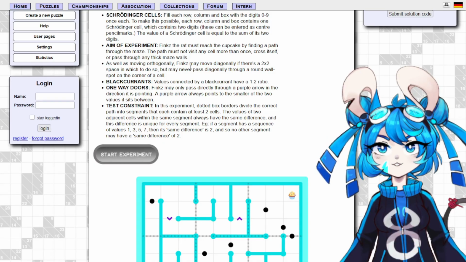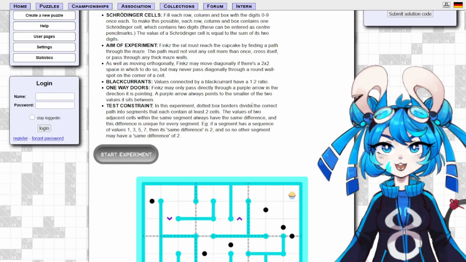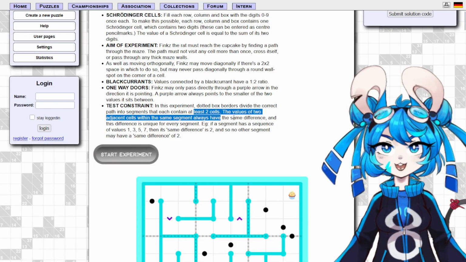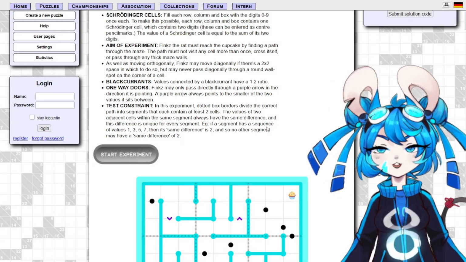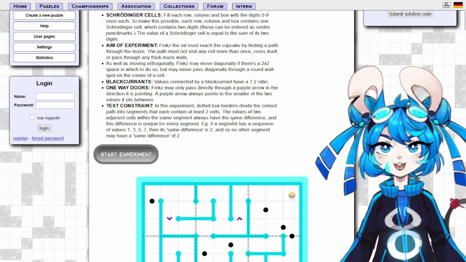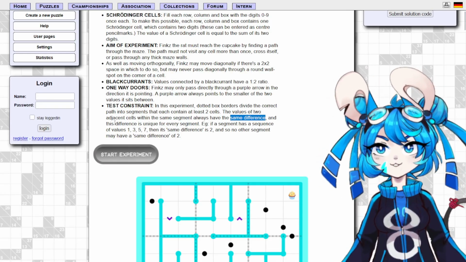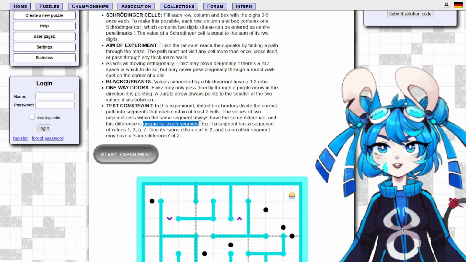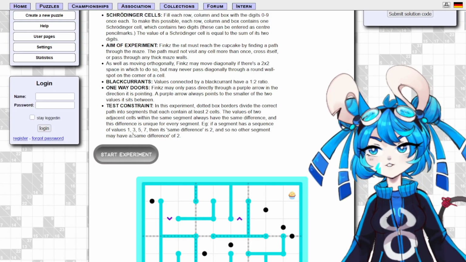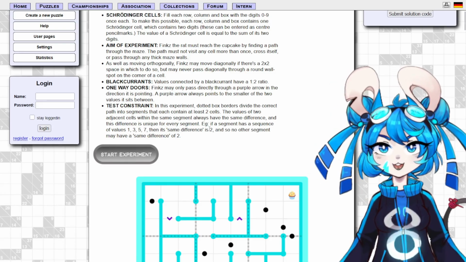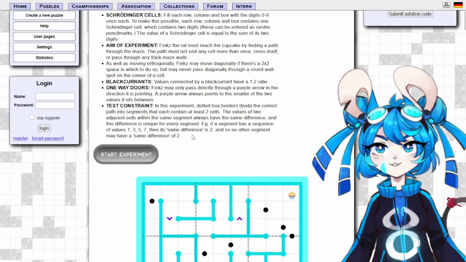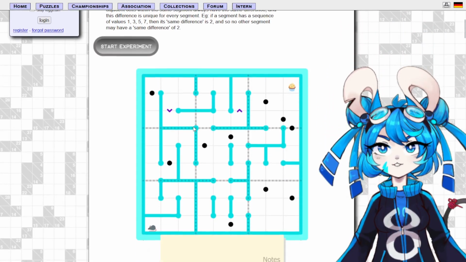Test constraint. In this experiment, dotted box borders divide the correct path into segments that each contain at least two cells. The values of two adjacent cells within the same segment always have the same difference, and the difference is unique for every segment. For example, if a segment has a sequence of values 1, 3, 5, 7, then its same difference is 2, and so no other segment may have the same difference of 2.